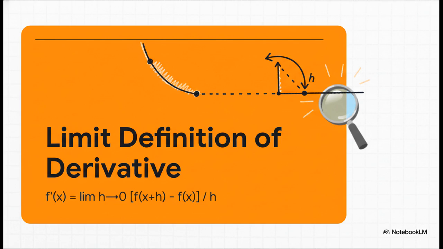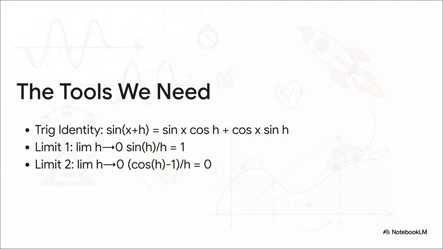All it says is this: to find the slope at an exact point, just pick another point that's incredibly close to it. Then measure the slope of the tiny line between them and see what number that slope approaches as the distance h shrinks down to basically 0. Now, before we plug our sine function into that formula, we need to gather our ingredients. There are 3 specific tools we need from our calculus toolkit: a key trigonometric identity and 2 what we call special limits that have already been proven. These 3 pieces are absolutely essential.